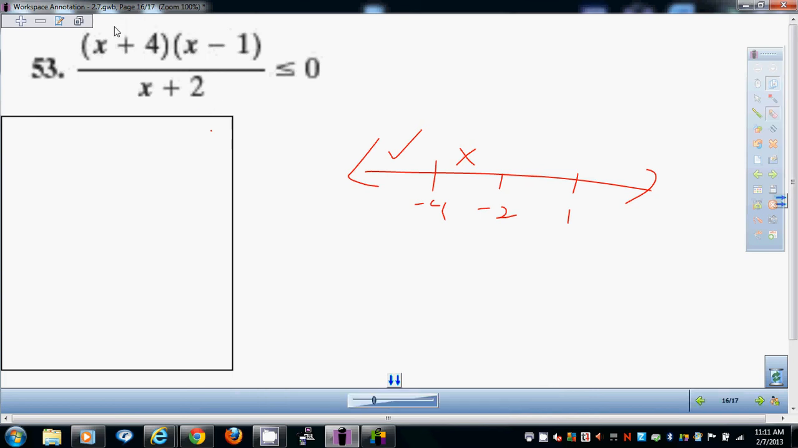I'm getting lost in all this. I know it's easy, but it sounds... I get it. Okay, forget it. What's a number greater than 1? 2. That'll be a positive and a positive, which will be not less than 0. And there's your answer.